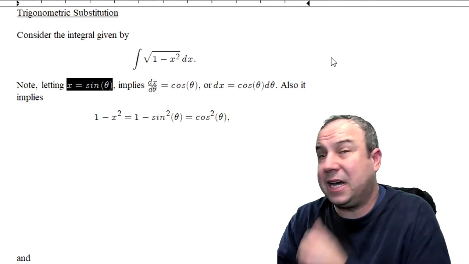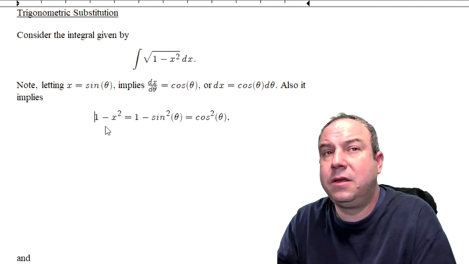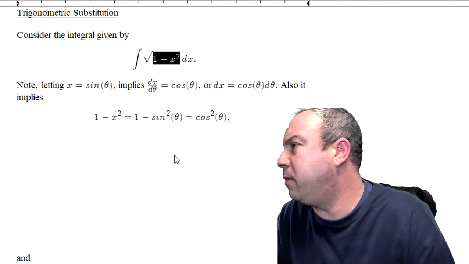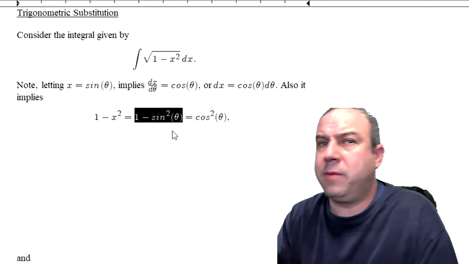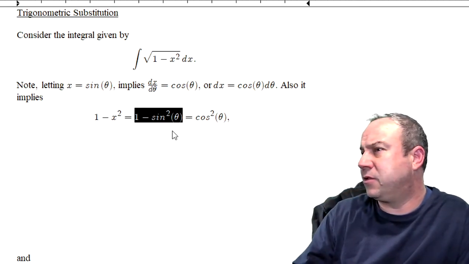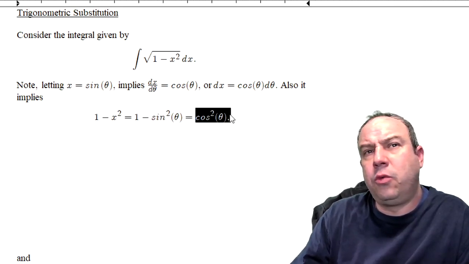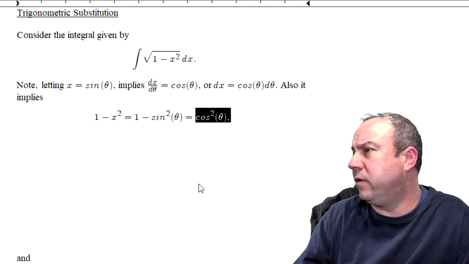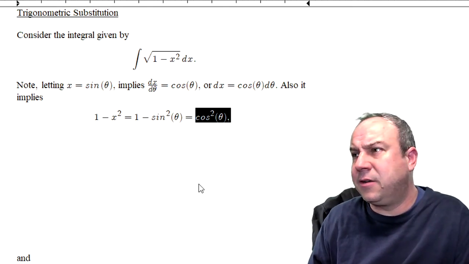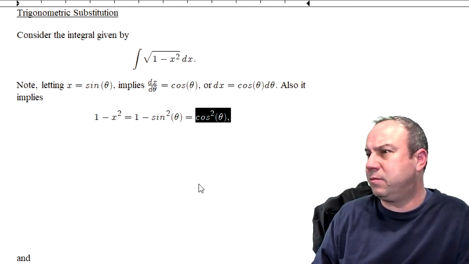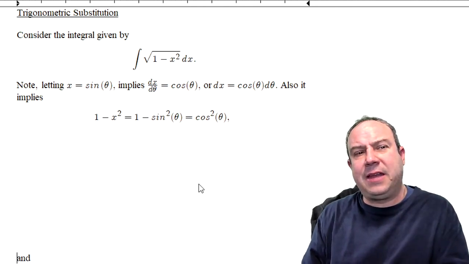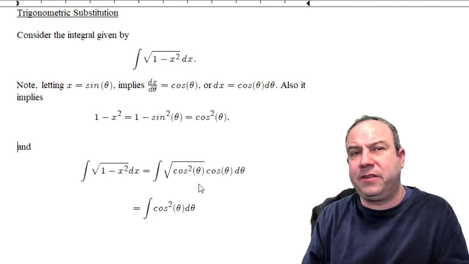But it also implies that this would be true. That this quantity underneath the square root symbol, 1 minus x squared, would be 1 minus sine squared theta, where from our Pythagorean identities for trigonometry, we know 1 minus sine squared theta is equivalent to cosine squared theta, which would be very convenient underneath that radical symbol. The square root would cancel with the squaring on the cosine. And in fact, that is the simplification that we begin to see.